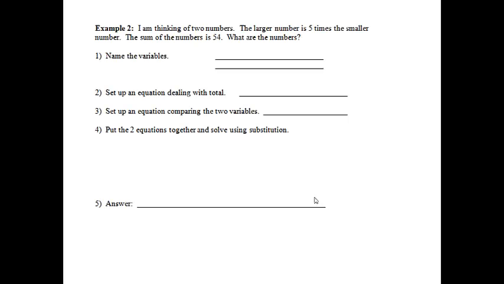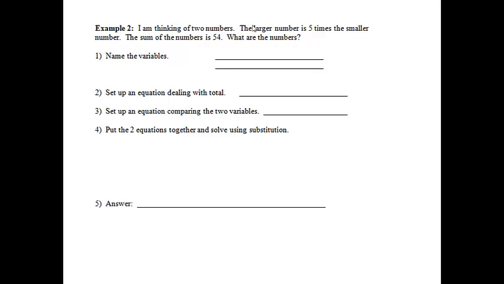Okay, example 2, I am thinking of two numbers. The larger number is 5 times the smaller number. The sum of the numbers is 54. What are the numbers? So I would like you, if you can, to either try the whole thing or do each step and then watch to see if you get the same thing that I did.